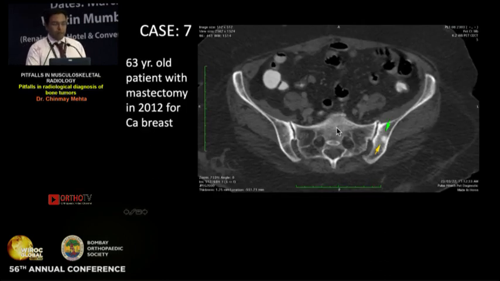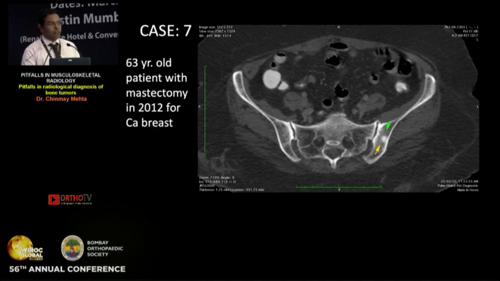A 63-year-old patient with mastectomy in 2012 for carcinoma breast found this solitary sclerotic lesion just day before yesterday. So what is this? Is this sclerotic metastasis? It has very low uptake on the PET CT. Is this just a bone island, or how do we go about it? Do we biopsy it?